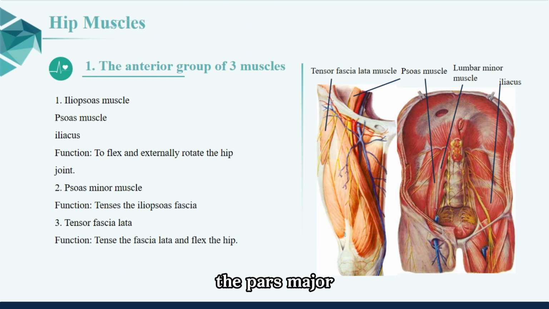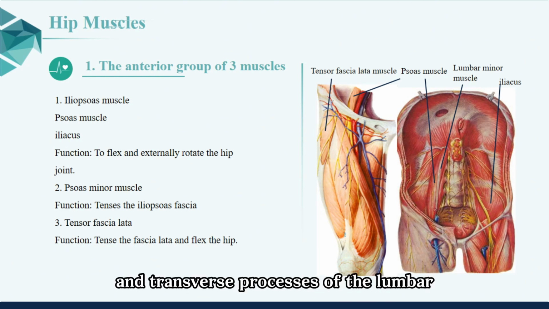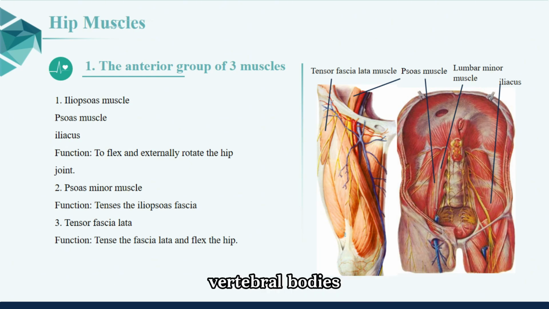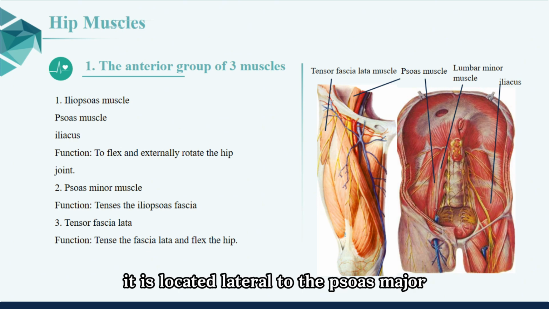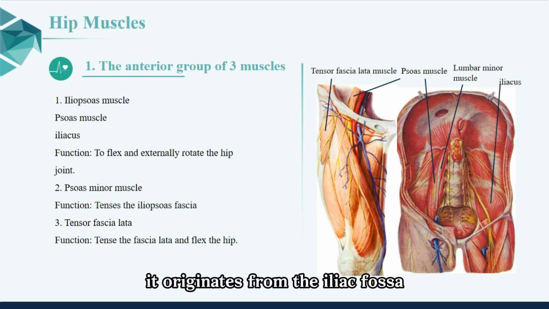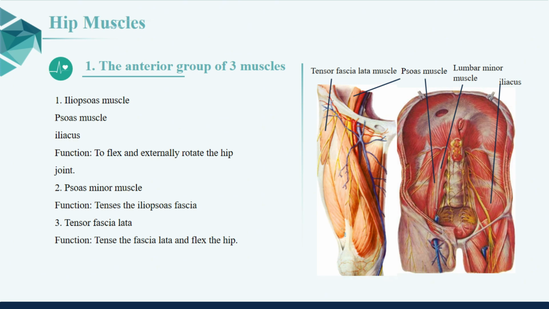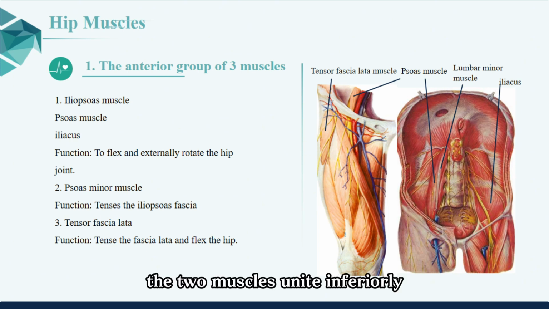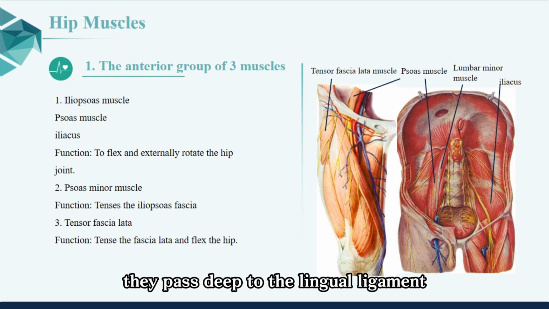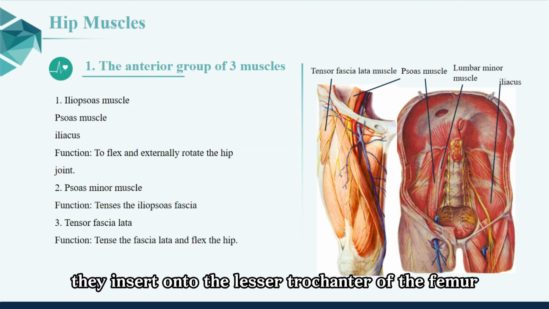The psoas major originates from the sides and transverse processes of the lumbar vertebral bodies. The iliacus is fan-shaped. It is located lateral to the psoas major. It originates from the iliac fossa. The two muscles unite inferiorly. They pass deep to the inguinal ligament. They insert onto the lesser trochanter of the femur.